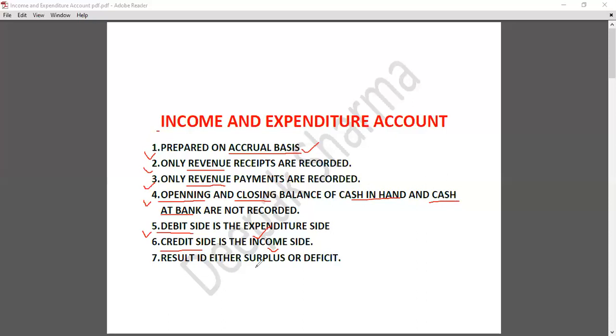So what is a surplus? Surplus will arise in case our income is more than the expenditure, and deficit will arise when our expenditure is more than the income. So these are the basic important points that we need to understand related to income and expenditure account.